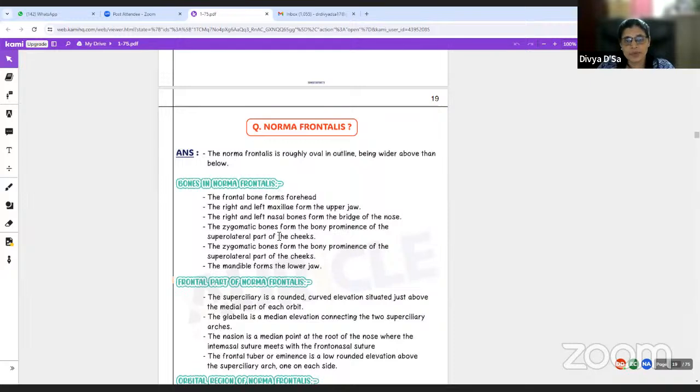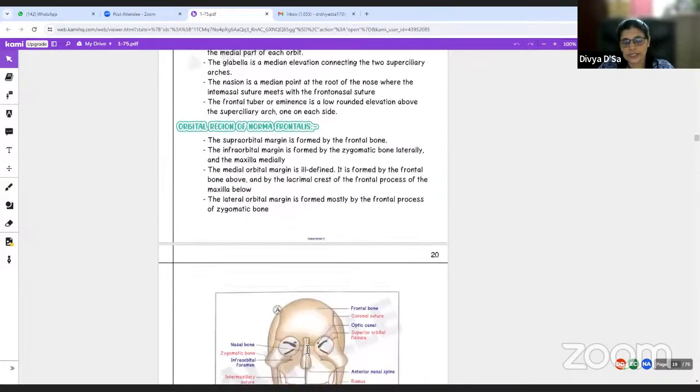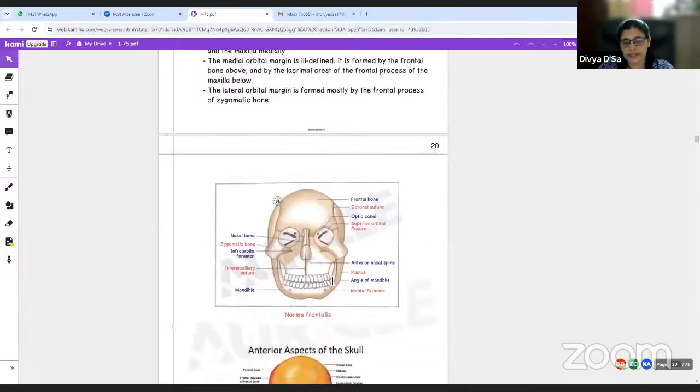So this is wider above than below. Here, what bones are we seeing? From the front, we will see the frontal bone, we see the nasal bones, we see the zygomatic bone here, the maxilla here, right? We also see the mandible, right?